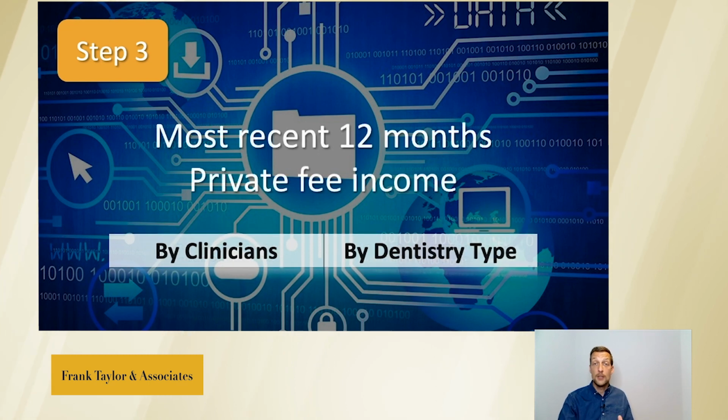And then the last part, a bit like the plan-based income, is the independent private fees. And again, what we're looking for here is the most recent 12 months, because that's going to let you know exactly where you are as at now, but also broken down by clinician, because it's important to get an understanding in terms of who makes that gross in the practice up. If you have a very high performing associate, it's important that you know that, and that's identified within the figures.